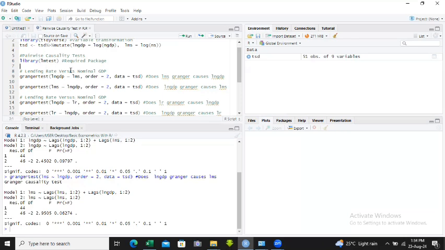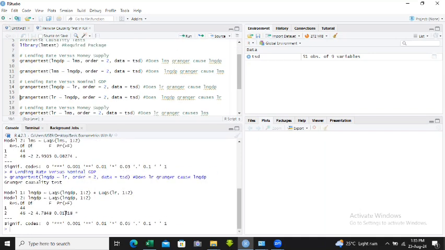Now, what of lending rate versus money supply? Okay, this is the one we just ran. Now, moving to lending rate versus nominal GDP. Does lending rate Granger cause log of nominal GDP? So let's run that.